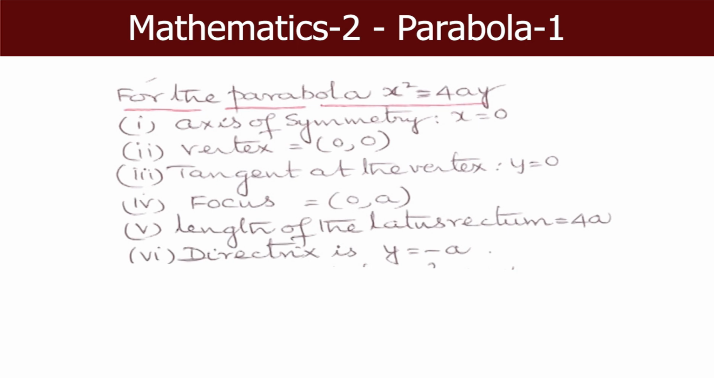Using the above information, one can also observe the following about the parabola x square equal to 4ay. The axis of symmetry is the y-axis, x equal to 0. The vertex is the origin, same as before. The tangent at the vertex is the x-axis, y equal to 0. The focus, previously (a, 0), is now (0, a), so the x and y coordinates are interchanged. The latus rectum is the same, length 4a. The directrix, x equal to minus a in the first case, is y equal to minus a in the second case.